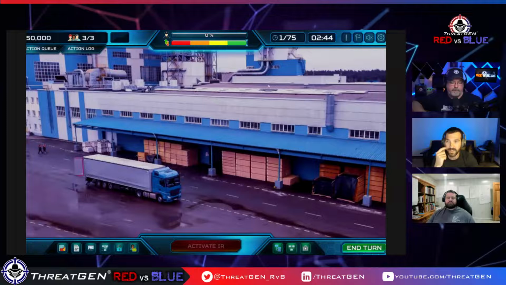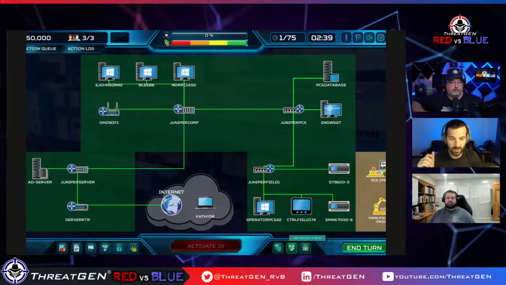Okay, so we've got our manufacturing plant. Let's look at our actual network diagram. Here you go.